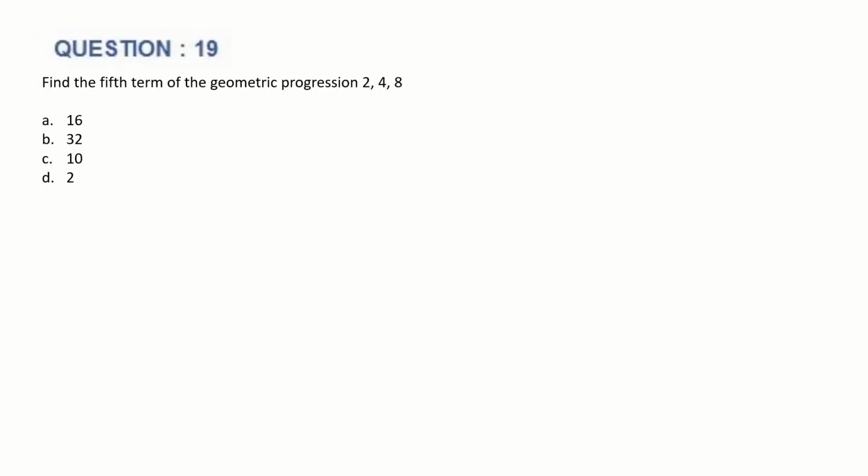Find the fifth term of the geometric progression 2, 4, 8, and so on. Here we have to find the fifth term of this geometric progression. So the formula for finding the nth term of a geometric progression is a r to the n minus 1. Here we have a, which is the first term or the first number, and r is the common ratio.